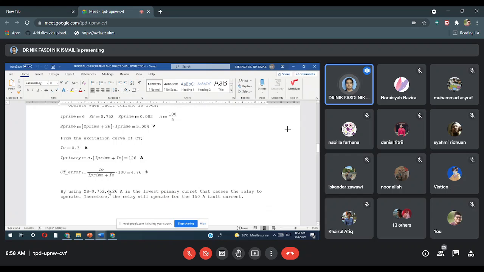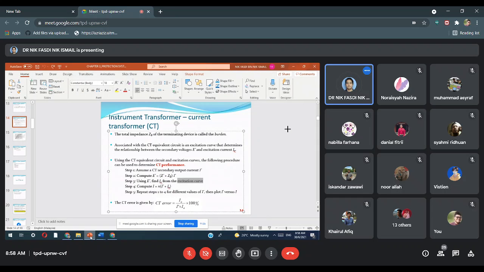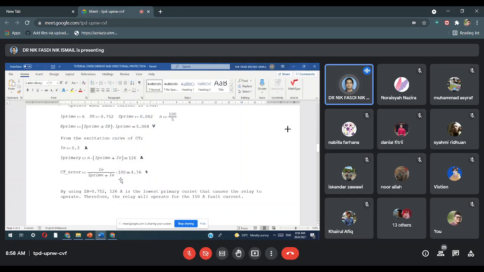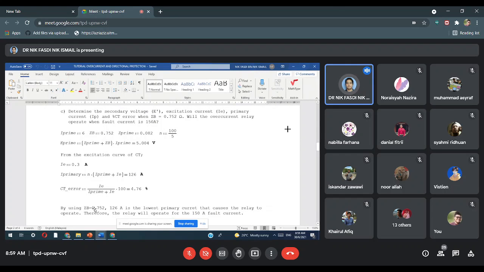Right. CT errors, the equation is like this. Because in this question you also need to determine the CT errors. IE divided by I prime plus IE. So from the equation here, we can obtain the value of CT error is 4.76%. By using Z burden 0.752, 126 ampere is the lowest primary current that causes the relay to operate.